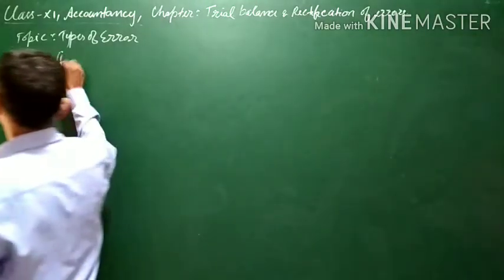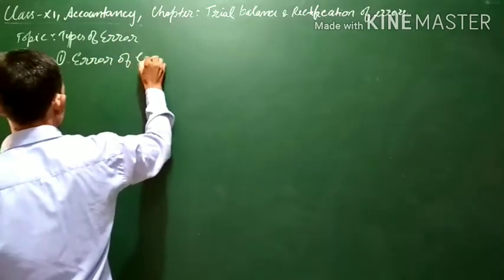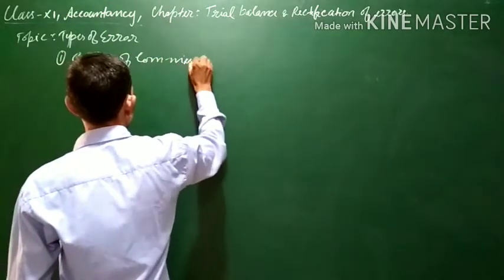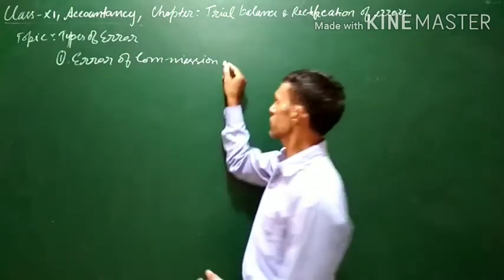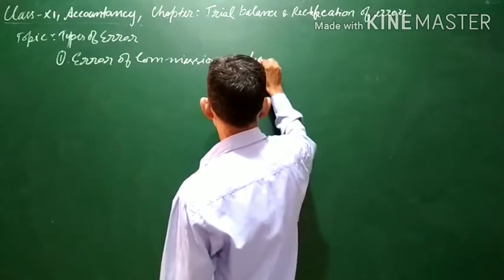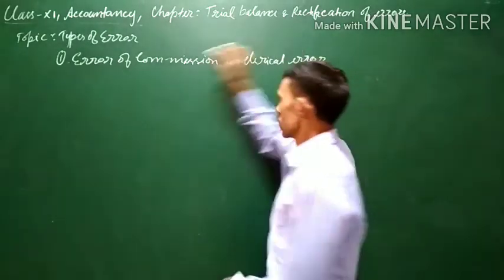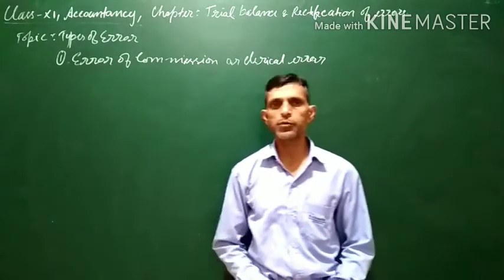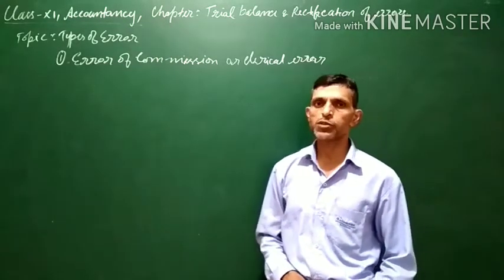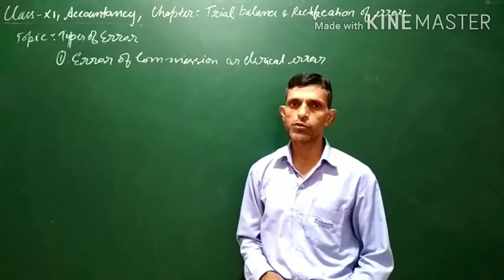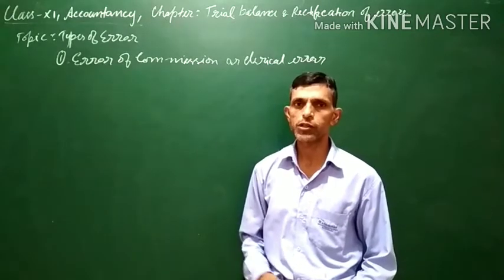First is the error of commission. Error of commission is a type of error which is also known as clerical error, meaning the error which is generally made by the clerk. For example, the totaling: suppose instead of 100, while totaling the amount has come to 1000 or some other figure.